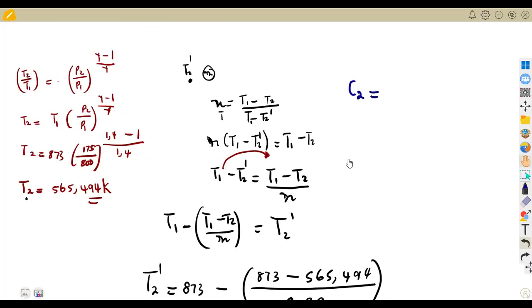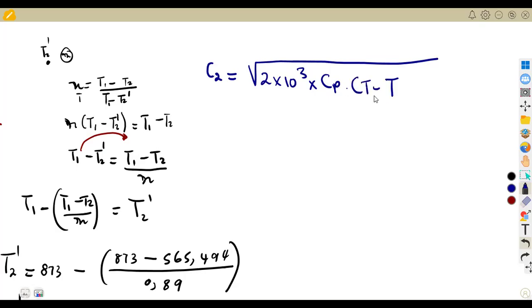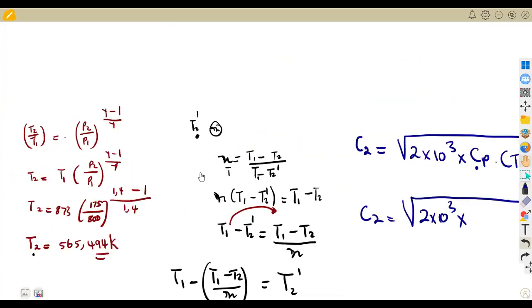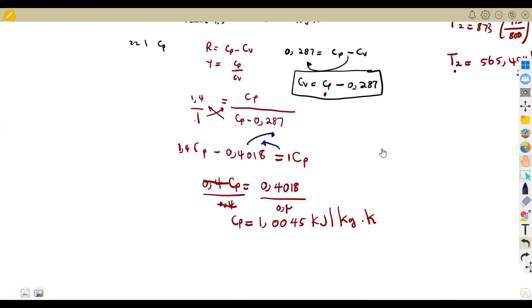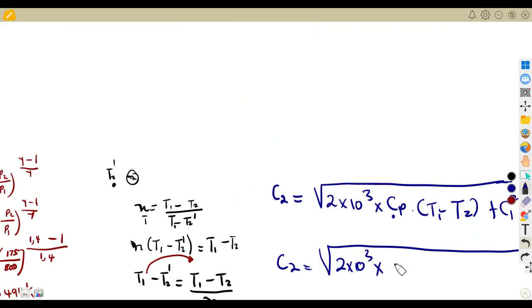So it states that C2 is given as the square root of 2 times 10 to the exponent of 3 times Cp, which is our constant pressure heat capacity, sorry, into T1 minus T2, plus C1 squared, which is the inlet. And you're told that the inlet velocity is negligible. That's a 0 there. So C2 is going to be equal to the square root of 2 times 10 to the exponent of 3 times Cp. Our constant pressure Cp is the one that we calculated, the first value that we calculated here. That was 1.0045. You're going to take that value in kilojoules as it is.